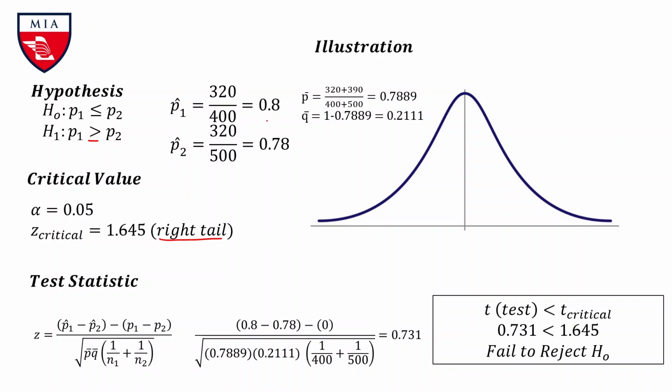So we need to find the proportion. So we have p hat sub 2, 390 over 500. So we have 0.78. So the next step is we need to find the p bar. So we have x1 plus x2 over n1 plus n2. So we have 0.7889. And next we need to find the q bar. So we have 1 minus p. Therefore 1 minus 0.7889. So we have 0.2111.